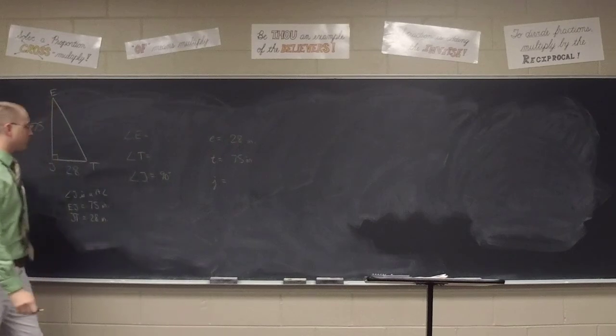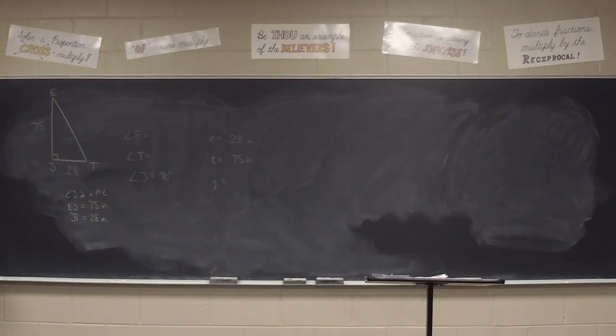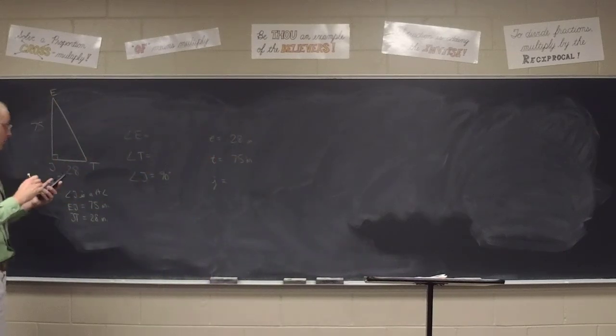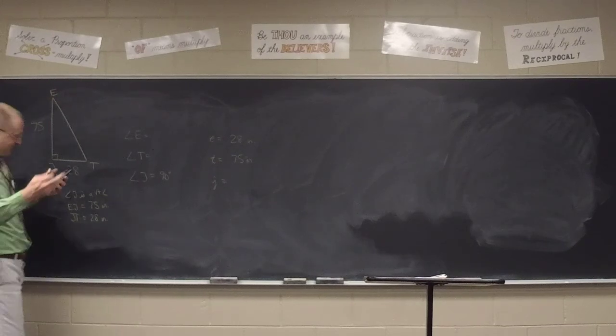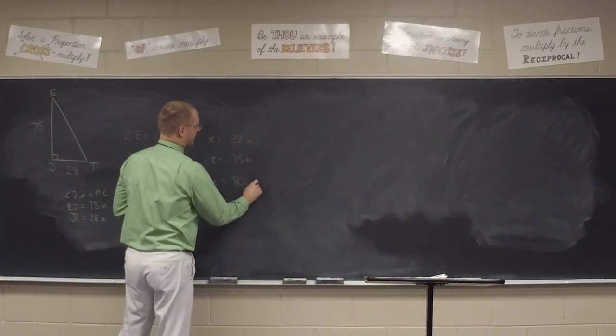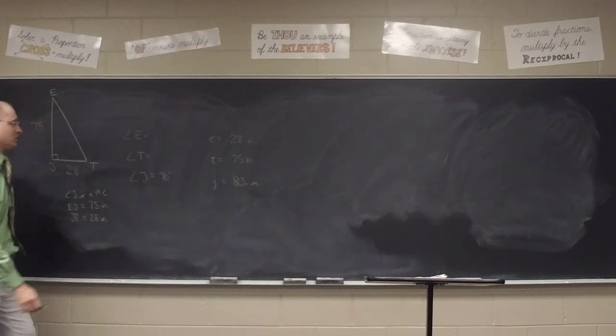What's the first thing we should solve for, class? The missing side, the hypotenuse. How should we solve for it? Pythagorean theorem. When we do, 75 squared plus 28 squared, and then we take the square root. I hate this calculator. All right, we do get 80 point something inches, but we're not going to use that number because it's a rounded value.